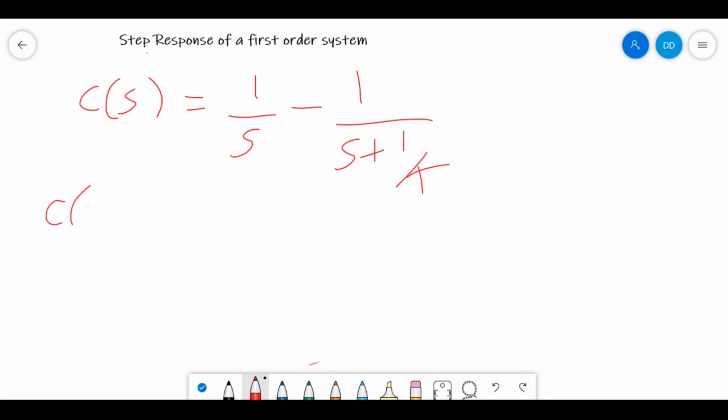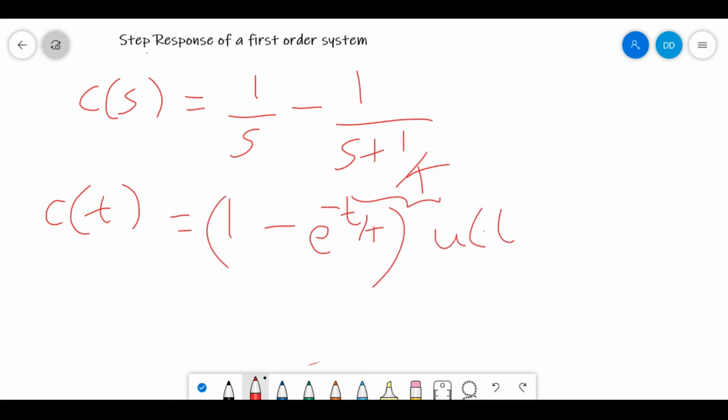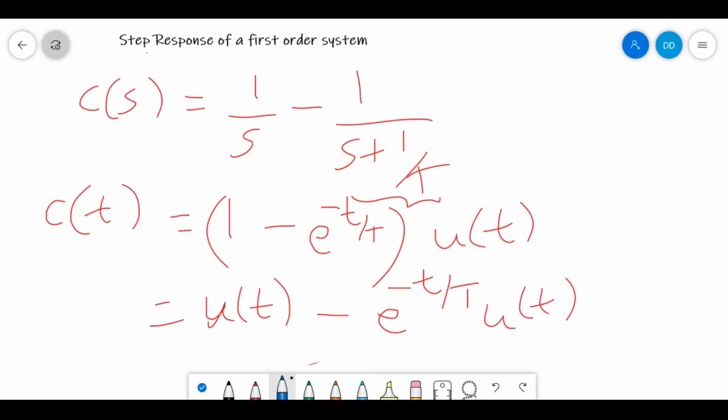So if we apply inverse Laplace, we get c of t is equal to inverse Laplace of 1 by s, which is 1, minus inverse Laplace of this term, which is e to the power minus t by T into u of t. So we can rewrite this as u of t minus e to the power minus t by T into u of t. If we look here, we have both the steady state term and the transient term. So this is our transient term and this is the steady state term.